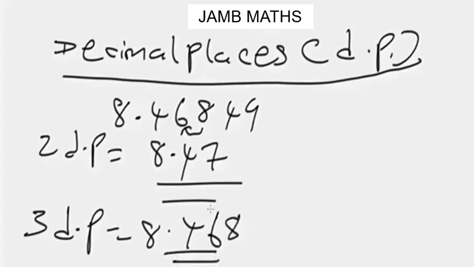Had it been that this 4, let's say what we have here is 5 instead of 4, it would have been 8.469. You approximate it as 1, and this would have been the answer. So it's as simple as that, guys. This is the concept. Now let's wipe this and look at another style of question.